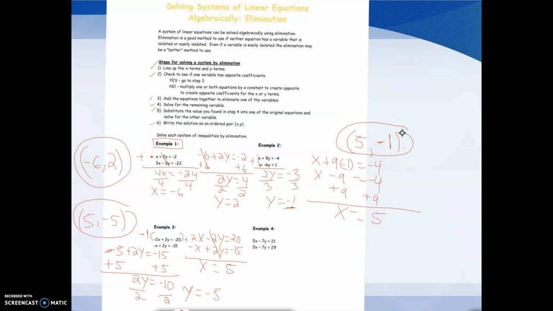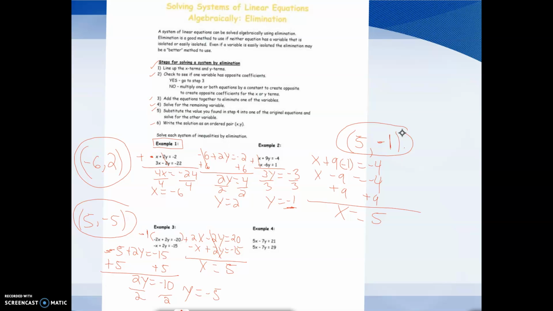Now, number 4 is very similar to number 3. So if you want to stop the video, try number 4. Because that's what I'm going to do in the class in a second. They're going to try number 4. Okay. All right. So let's look at number 4.